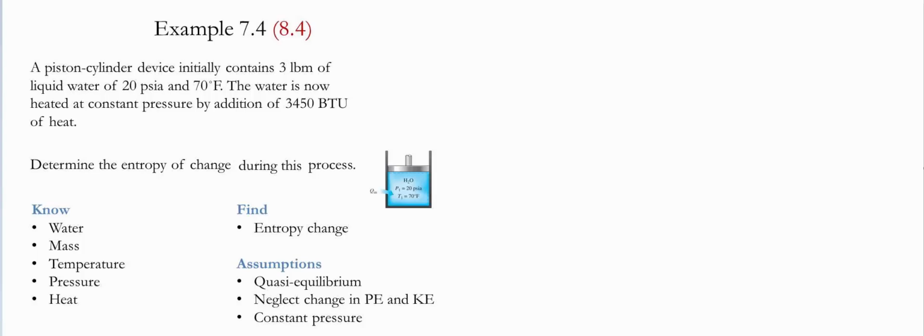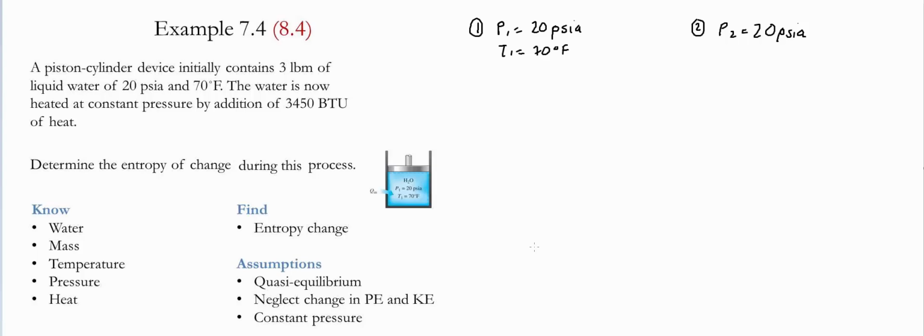A piston cylinder device initially contains 3-pound mass of liquid water at 20 psi and 70 degrees Fahrenheit. The water is now heated at a constant pressure by addition of 3,450 BTU of heat. The goal of the problem is to determine the entropy change during this process.